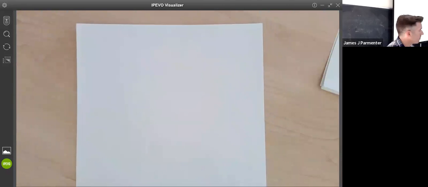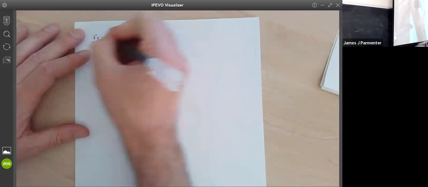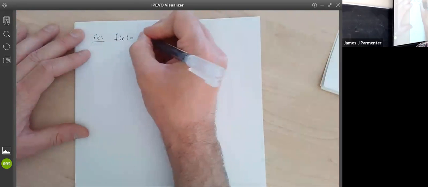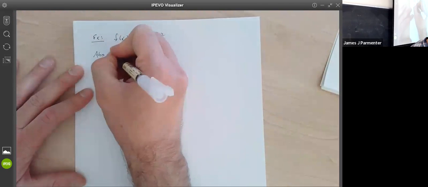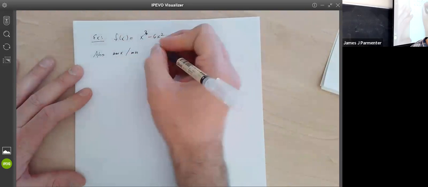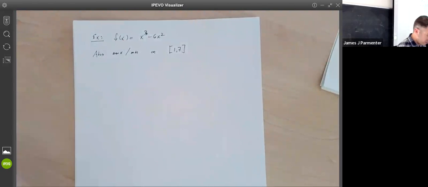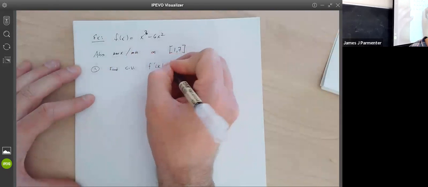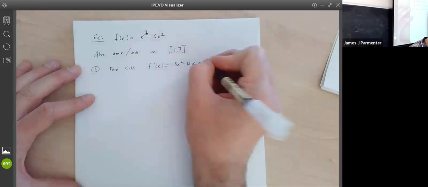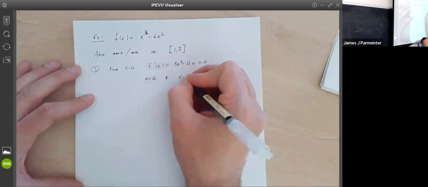So I will say finding absolute extrema is very similar to how we did it back in 17a, meaning, if we look back at this example of f of x equal to x cubed minus 6x squared, if I wanted to find the absolute max or min of this function on the interval from 1 to 7, I would do the following. I would first find the critical values. So first derivative equal to 0. And we did this one before. The critical values were 0 and 4.